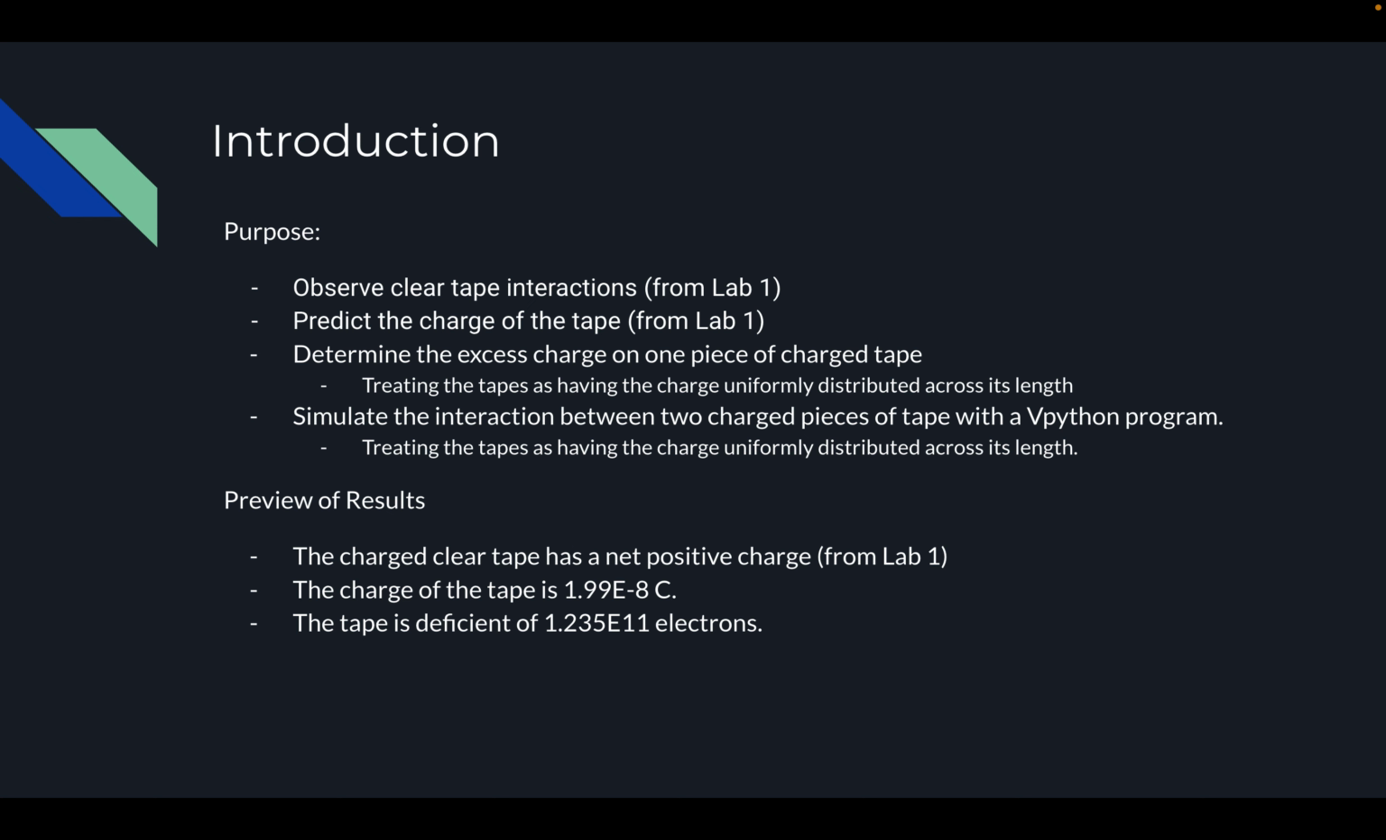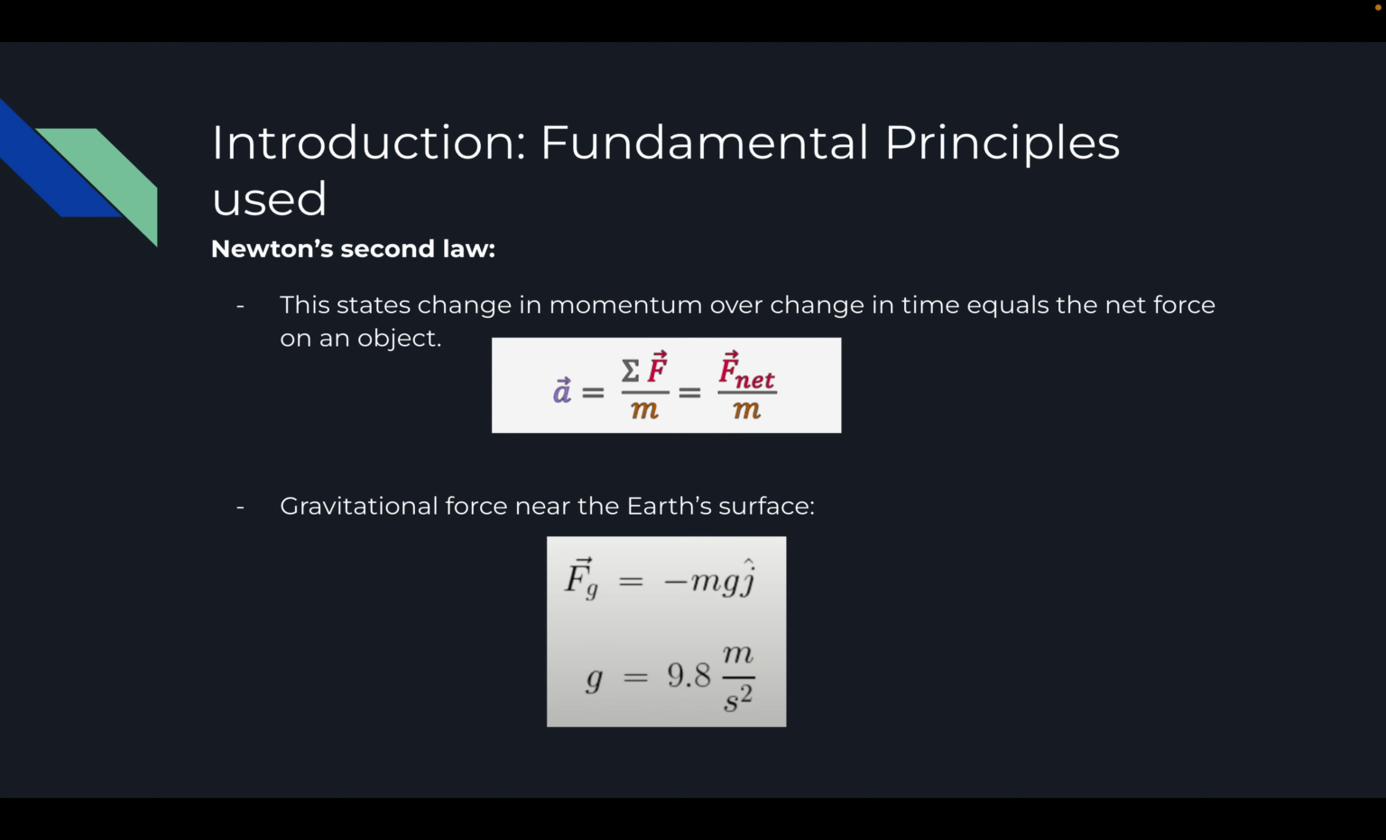The charged clear tape has a net positive charge, and the charge of the tape is 1.99 E negative 8 coulombs. The tape is deficient of 1.235 E11 electrons.